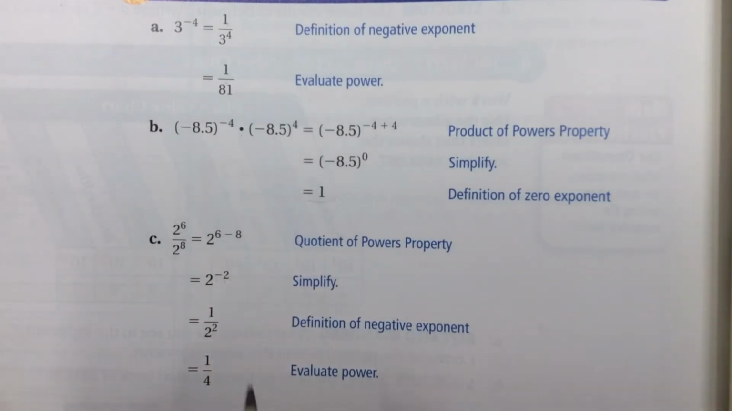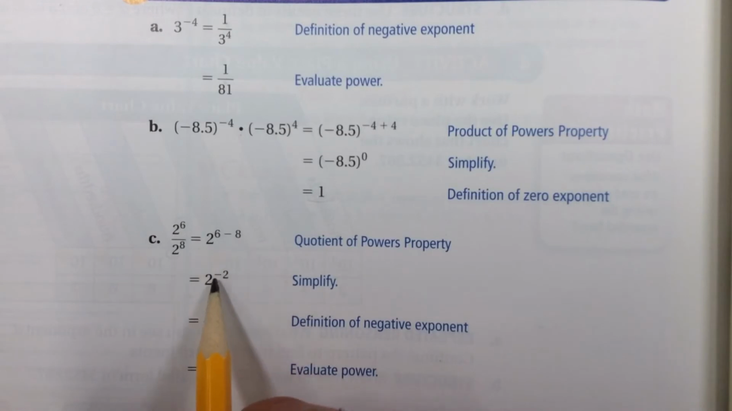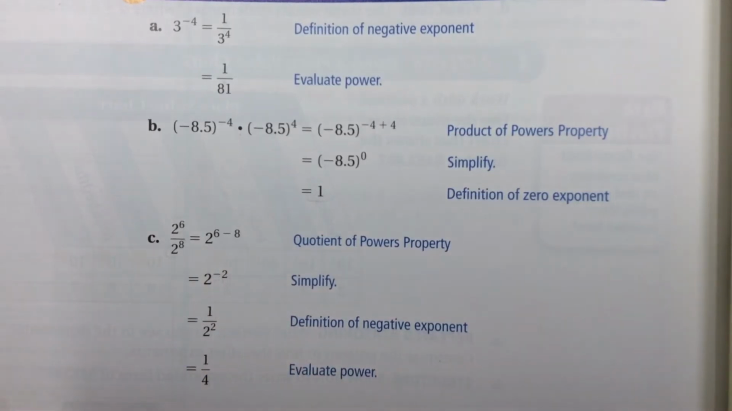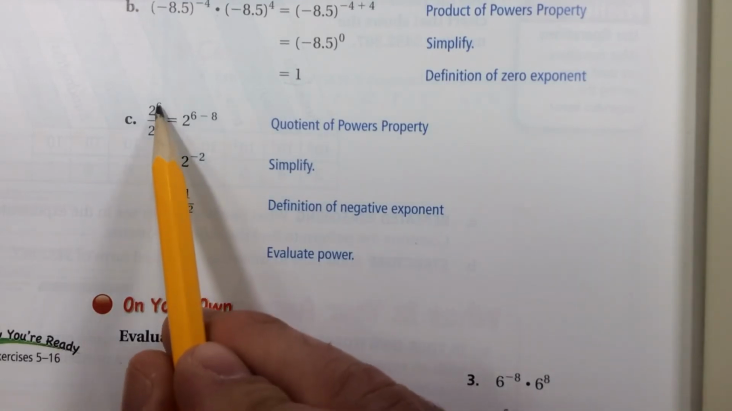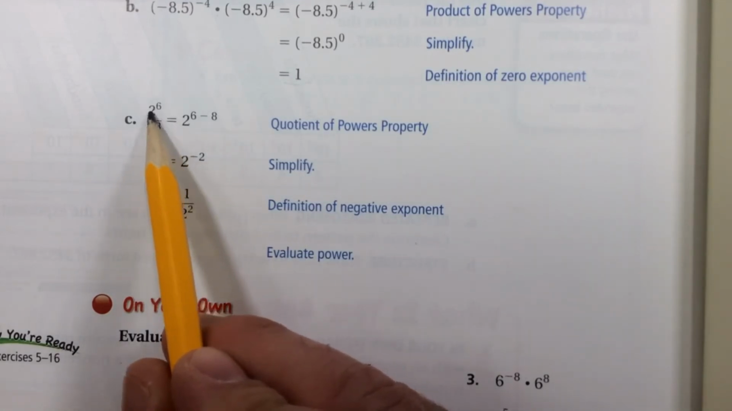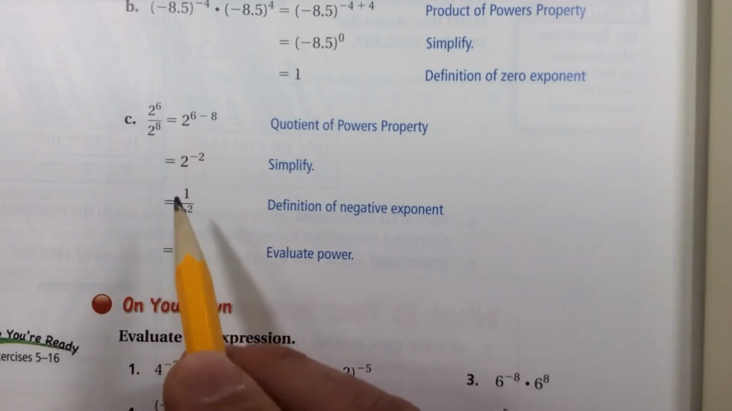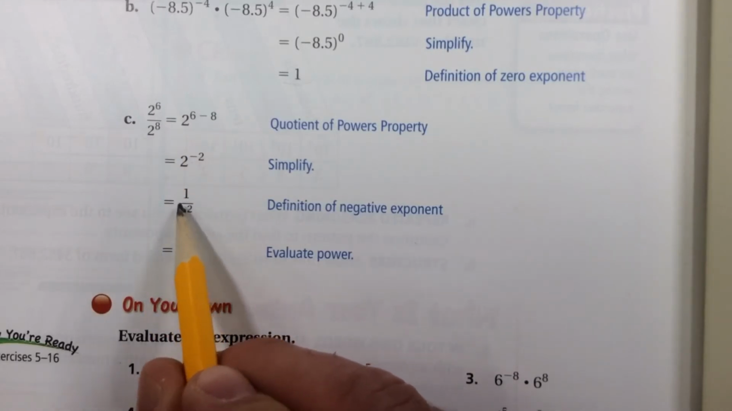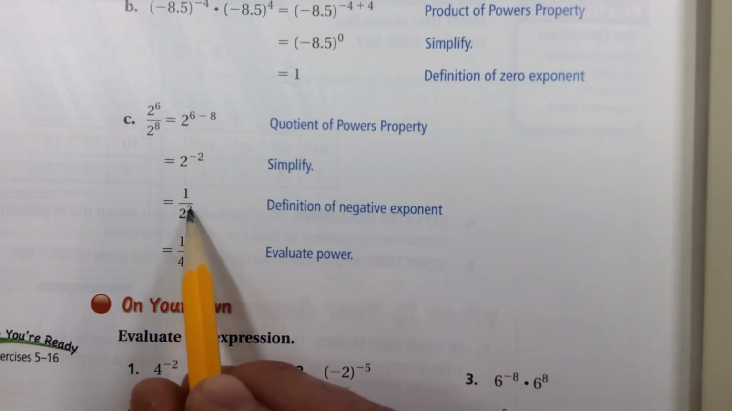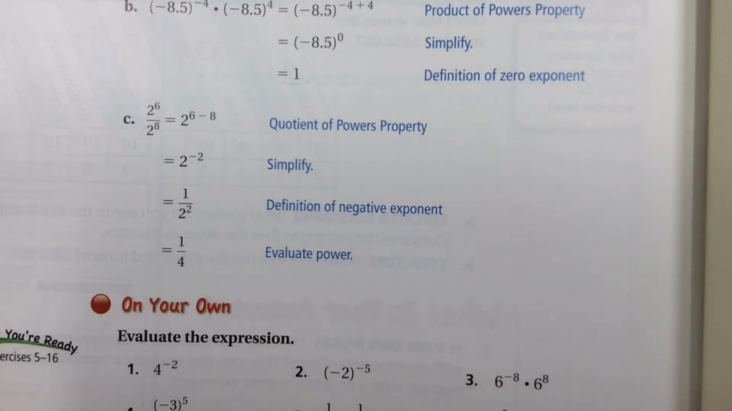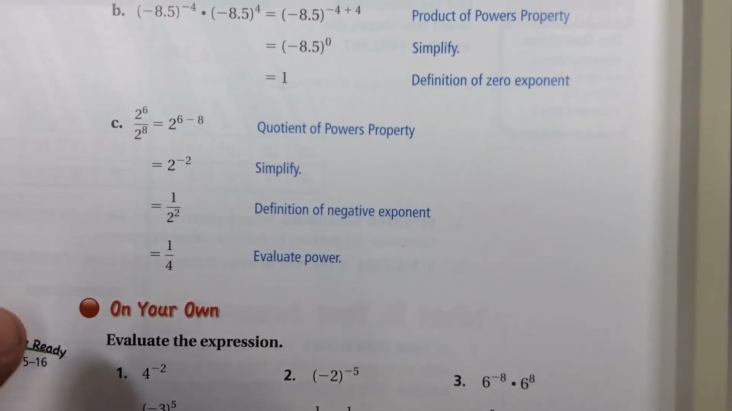So we could either do this subtraction, and remember that would give us a negative 2, or we could leave it as a fraction. 6 of them go away from here, 6 of them go away from here, leaving us with 2 on the bottom, and it would just be a 2 to the second power on the bottom, just a 1 on the top. 2 to the second power is 4, so this is just 1/4. And now let's do the on your own.